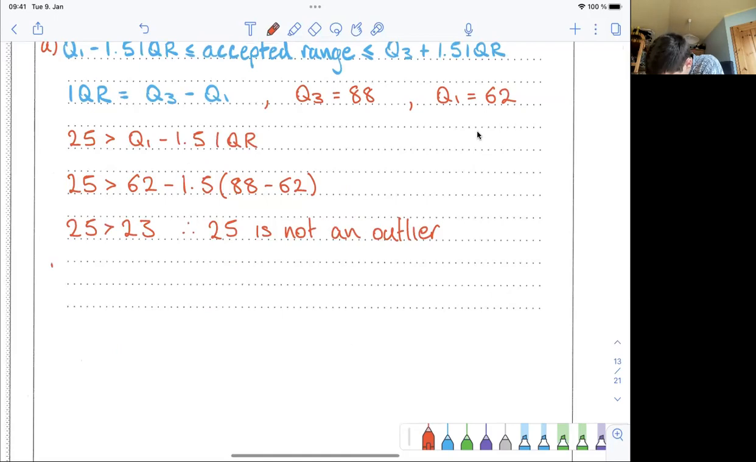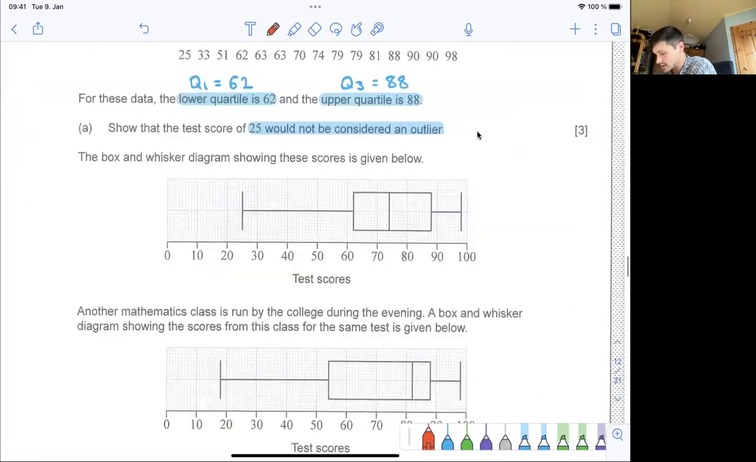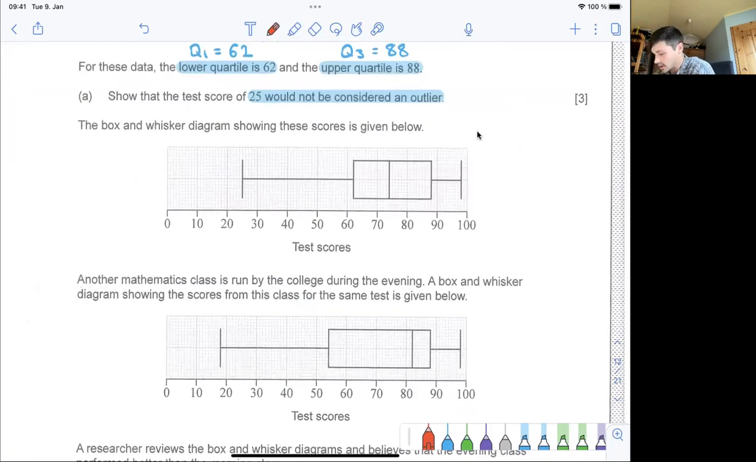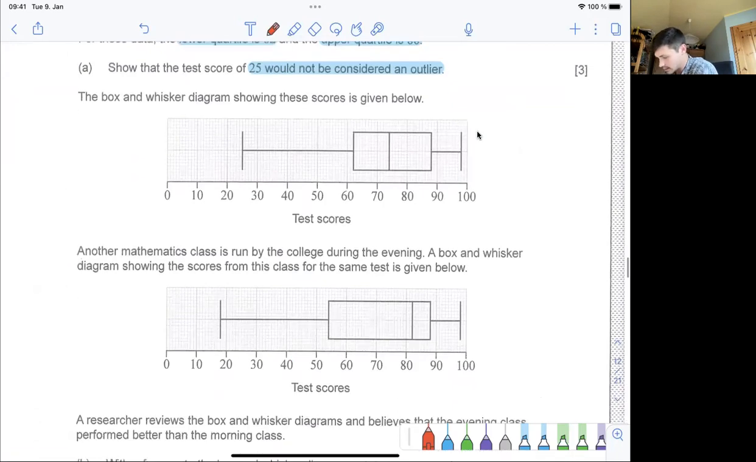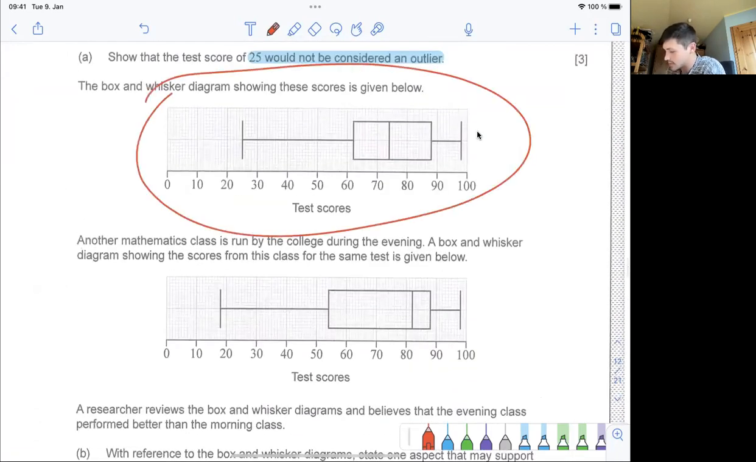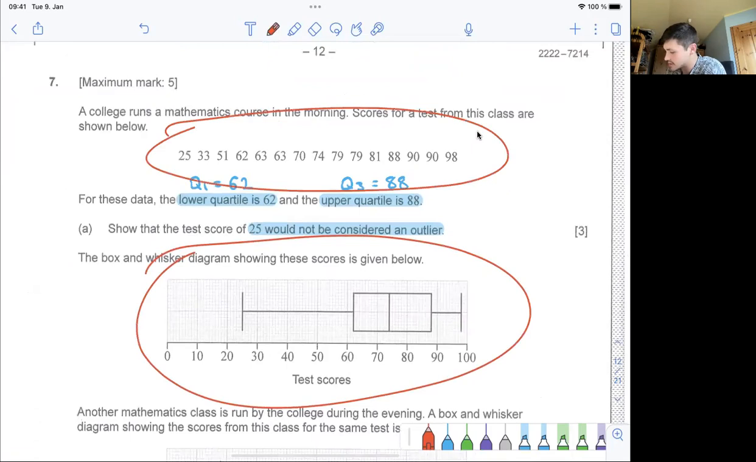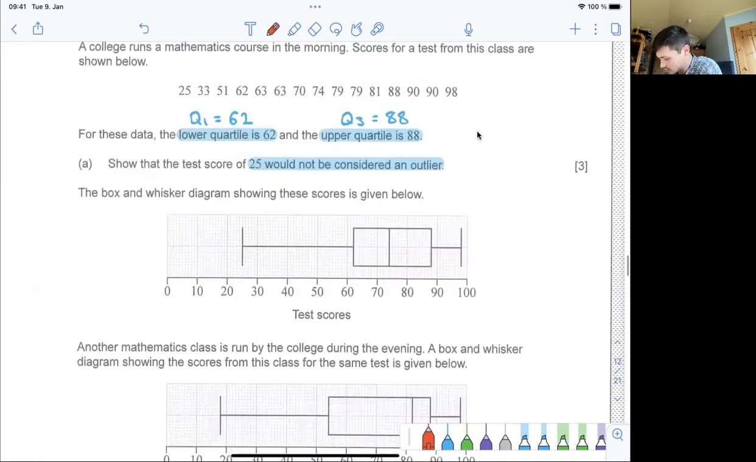Okay, let's move on to part B. What have we got? The box and whisker diagram showing these scores is given below. That is from this data set up here.